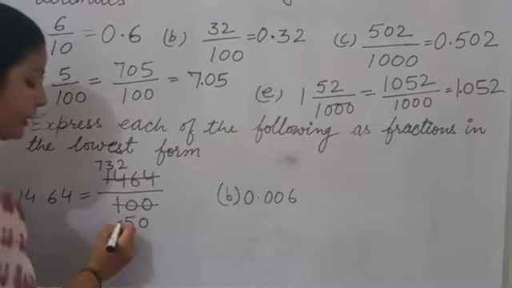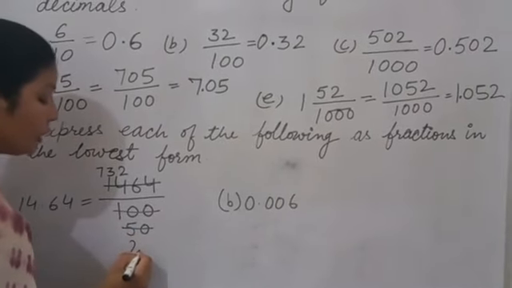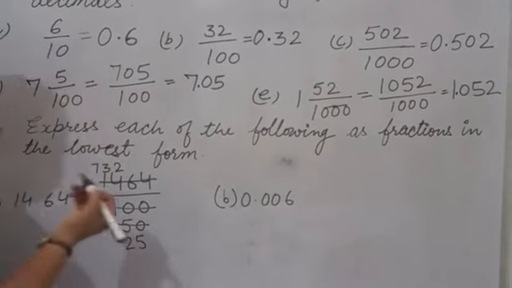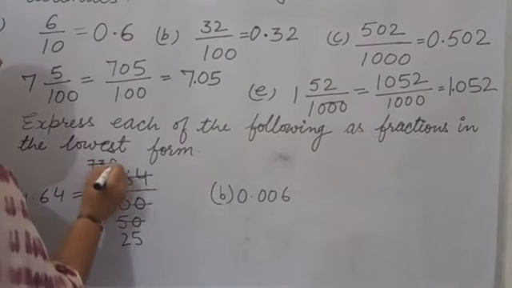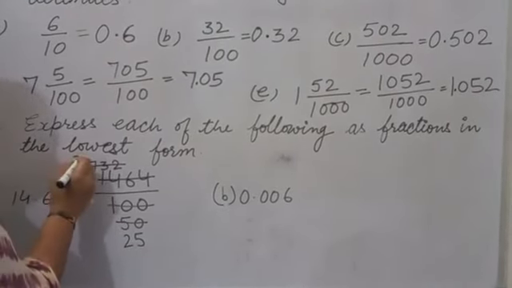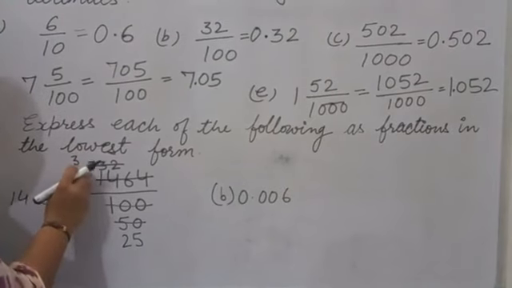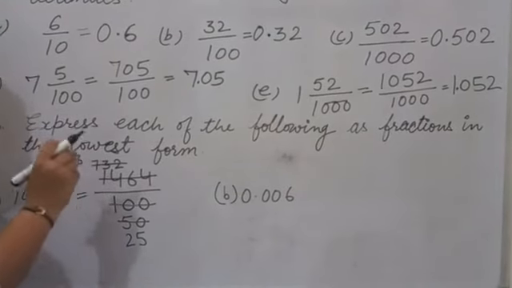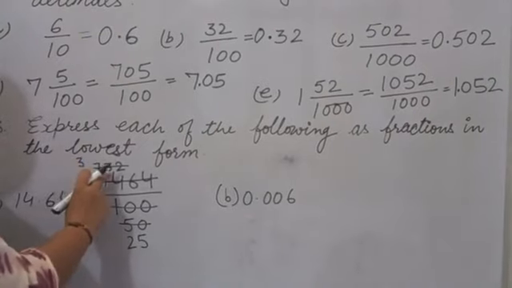So again we divide by 2. 2 2s are 4. 2 5s are 10. Numerator also we divide by 2. 2 3s are 6. 2 6s are 12. 2 3s are 6. 7 minus 6 is 1. With 1 we have 3, 13.